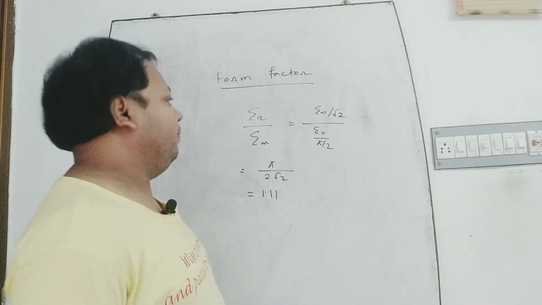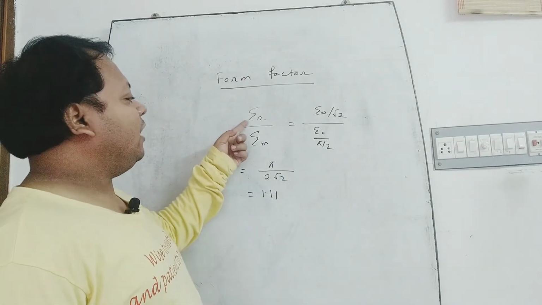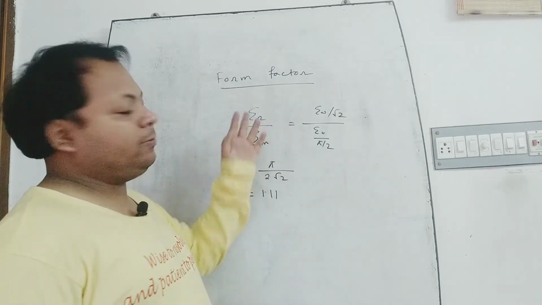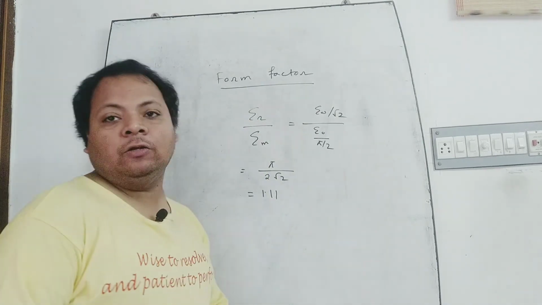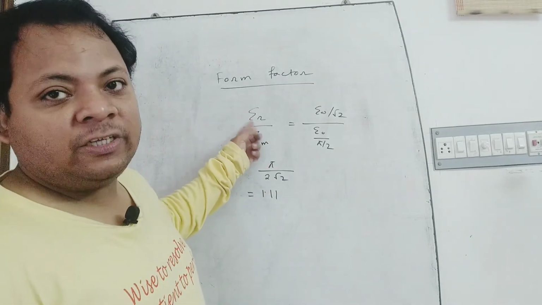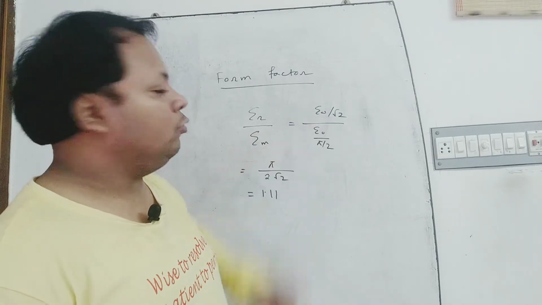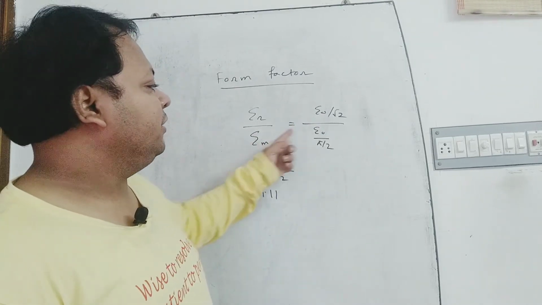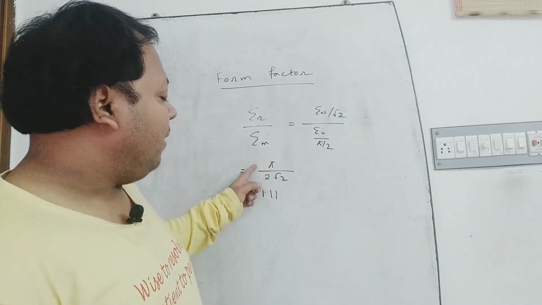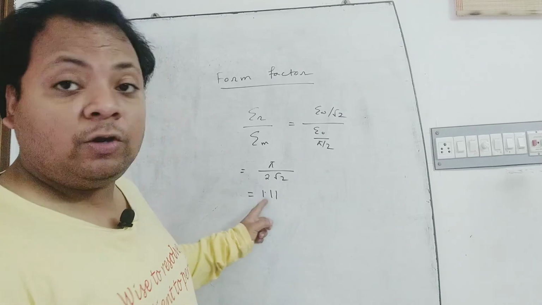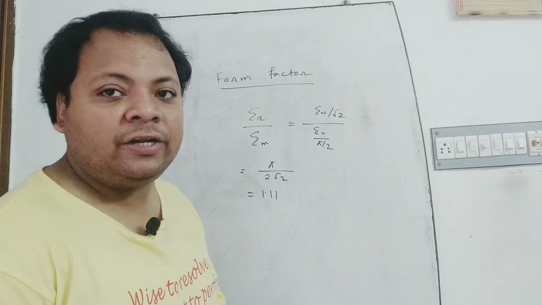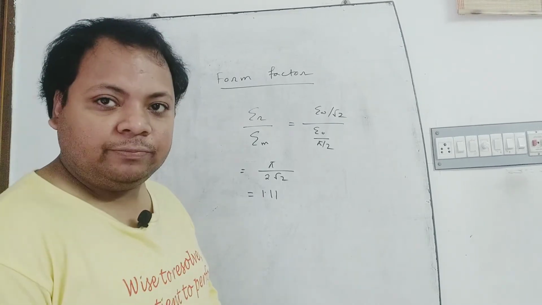Now form factor. Form factor is epsilon r by epsilon m, that is the RMS value of EMF by the average value or mean value of EMF. Now we know that the RMS value of EMF is epsilon 0 by root 2 and the mean value of EMF is epsilon 0 by pi by 2. This gives pi by 2 root 2 is equal to 1.11. This is known as the form factor of alternating voltage or alternating current.